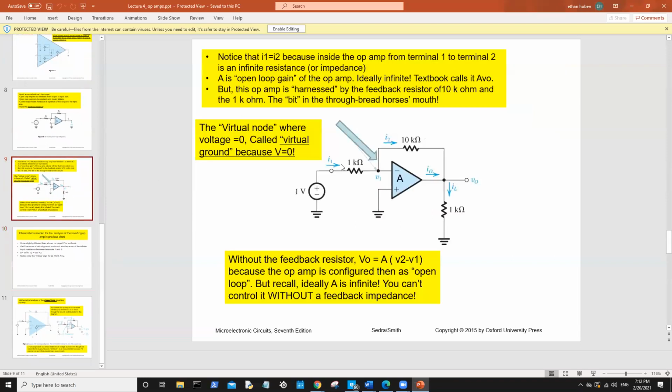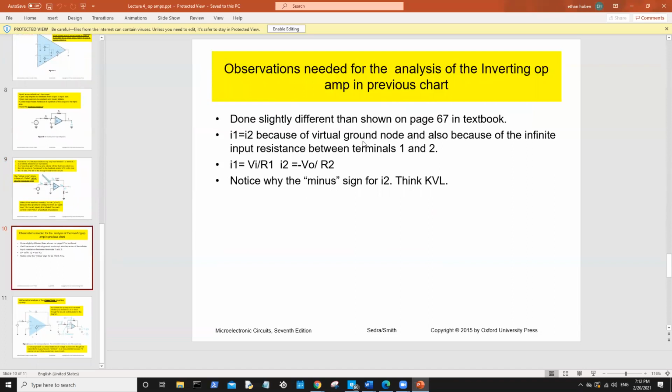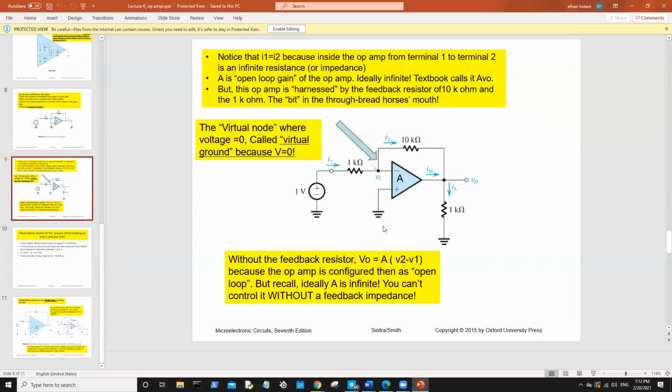Oh yeah, okay, so it is true. So here, look, this is 0. What does that mean? That means nothing's going in here. That means this current has one way to go, and it's here. So I1 is equal to I2. He says that next, right here. I1 is equal to that, I2 is equal to that. And then he just says think KVL. So it's like KVL between this part and this part, V1 and V out. Yep.